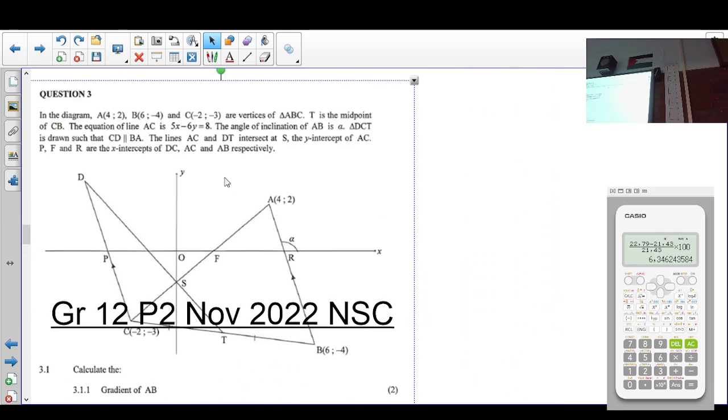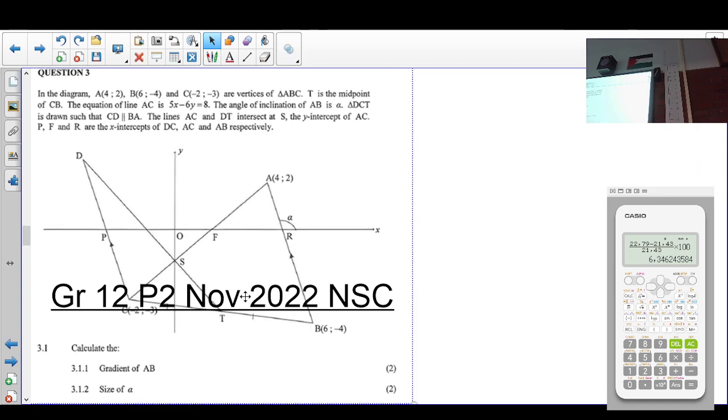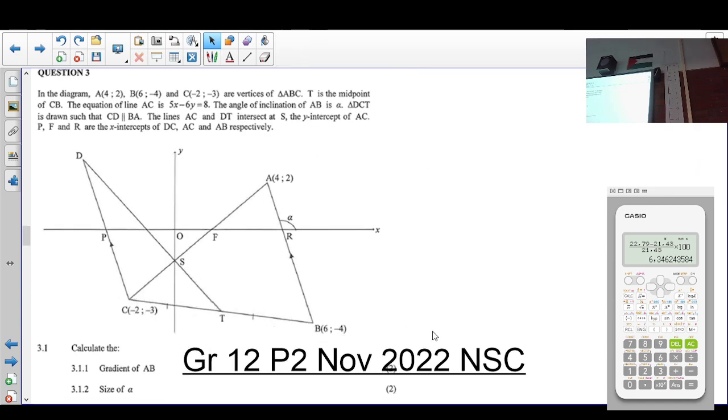Analytical geometry. Right, question 3. We are told that in the diagram A, which is (4, 2), B, which is (6, -4), and C, which is (-2, -3), are vertices of triangle ABC. T is the midpoint of CB. As you can see, it's marked as equal there.